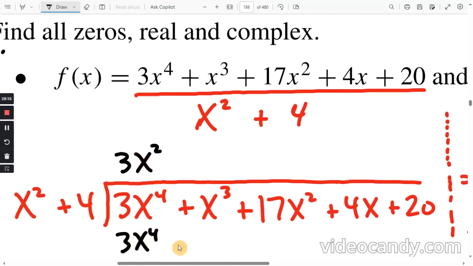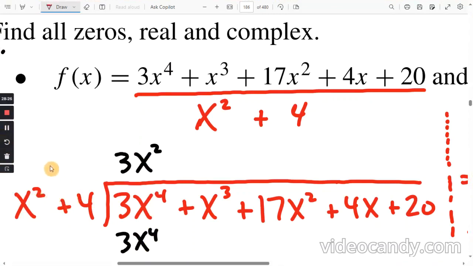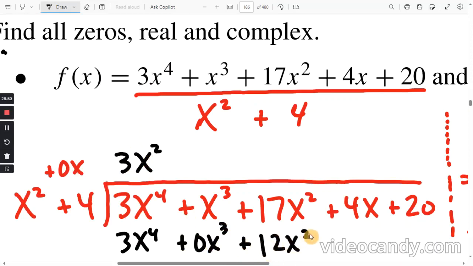Let me see here. Okay, if you want, you don't have to, but since we skipped the x, see it went from x squared to 4, we can insert a 0x right here. All right, maybe that'll help clear things up. So 3x squared times x squared is 3x to the 4th. 3x squared times 0x, we could say 0x to the 3rd. You don't have to do that, but I'm just trying to line it up. And 3x squared times positive 4 is going to be 12x squared.